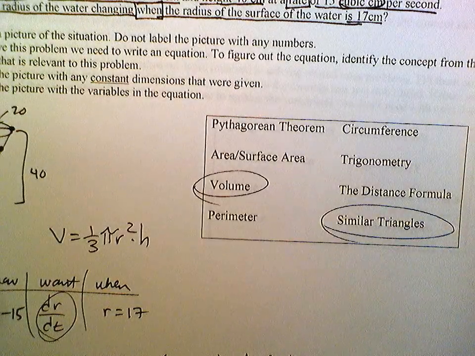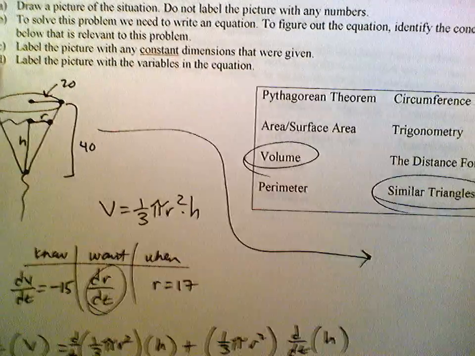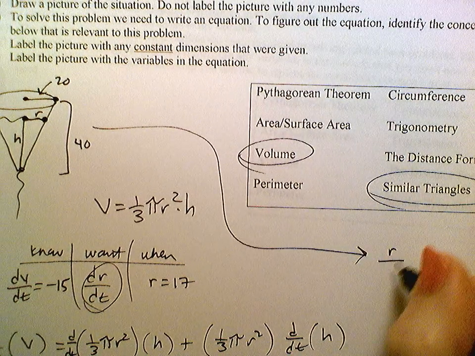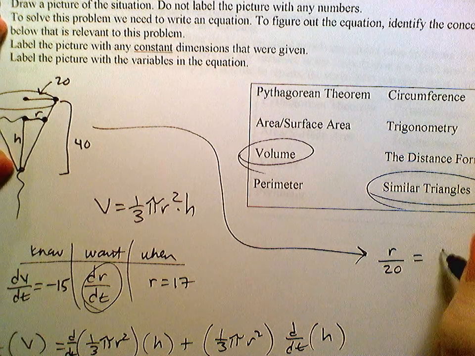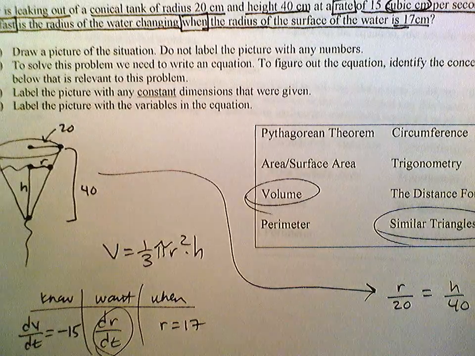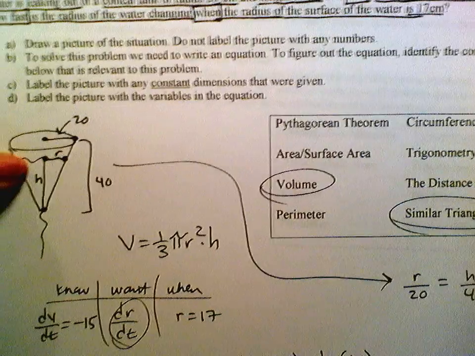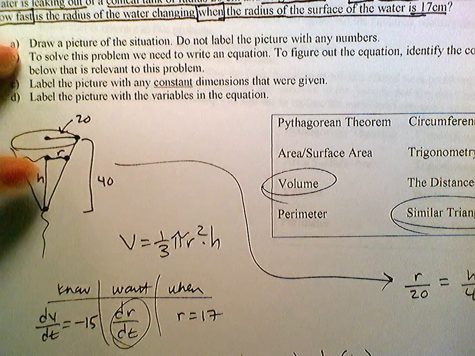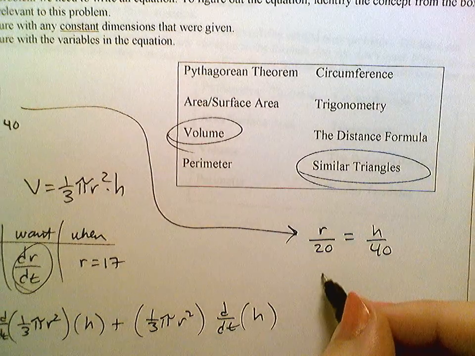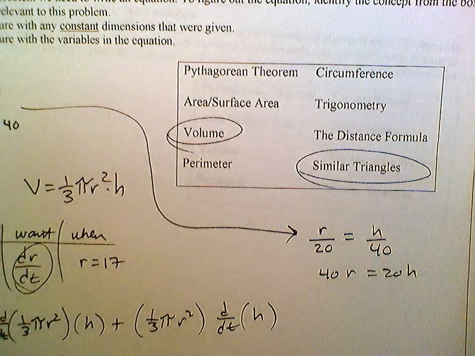And in this case, similar triangles also applies to our situation. So I'm moving over here, and I can say that r over 20 equals h over 40. I'll set it up differently than I did yesterday. That's another way of setting up a proportion. Yesterday I did r over h, the radius number over the height. Okay, so then we cross multiply: 40r equals 20h.